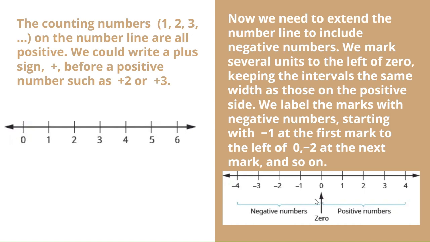So we label the marks with negative numbers, starting with -1, -2, and -3, and so on. So we know that the number to the left of 0 is like 0 minus 1, which is -1, 0 minus 2 is -2, and just continue.